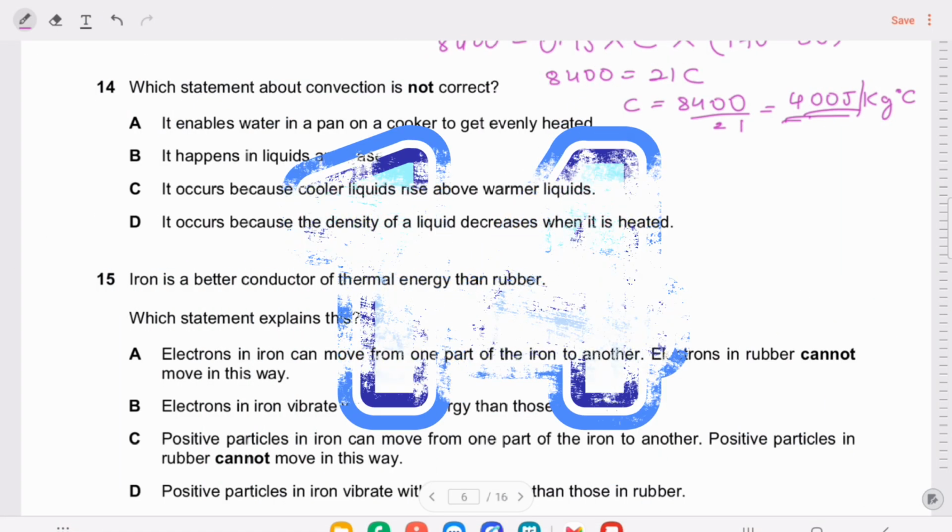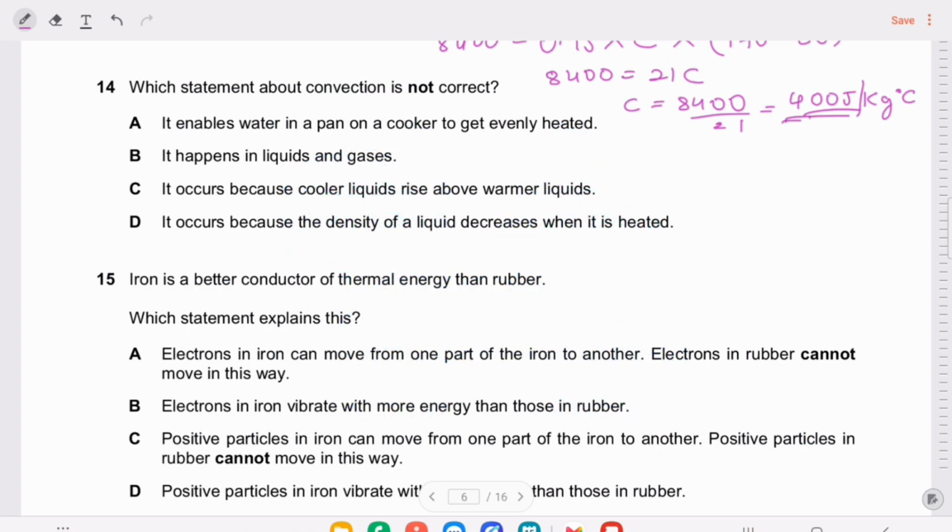Which statement about convection is not correct? It enables water in the pan on a cooker to get evenly heated. It happens in liquids and gases. It occurs because cooler liquid rises above the warmer liquids. It occurs because the density of the liquid decreases when it is heated.